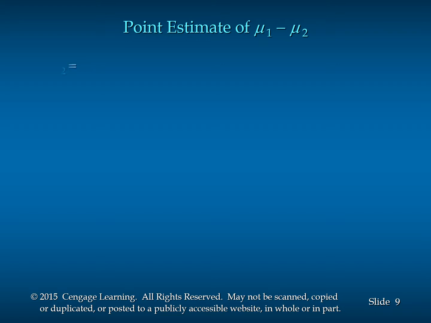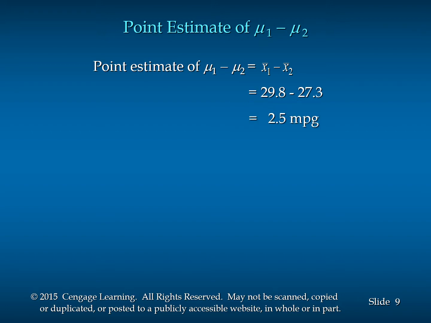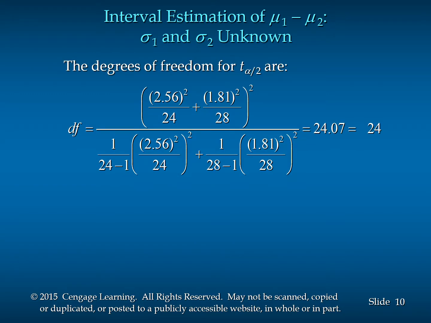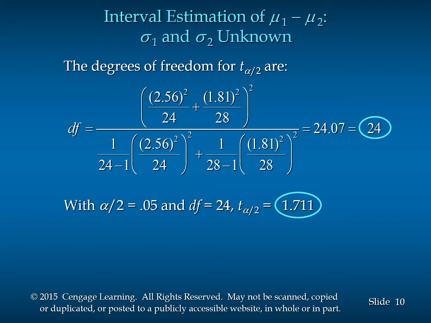First, we determine the point estimate for the difference between the 2 population means. We will take the difference between the 2 sample means and we get 2.5 miles per gallon. Using that ugly formula for the degrees of freedom, we get 24 degrees of freedom for the T statistic. Using the T distribution table for alpha over 2 of 0.05 and 24 degrees of freedom, we get a critical T value of 1.711.